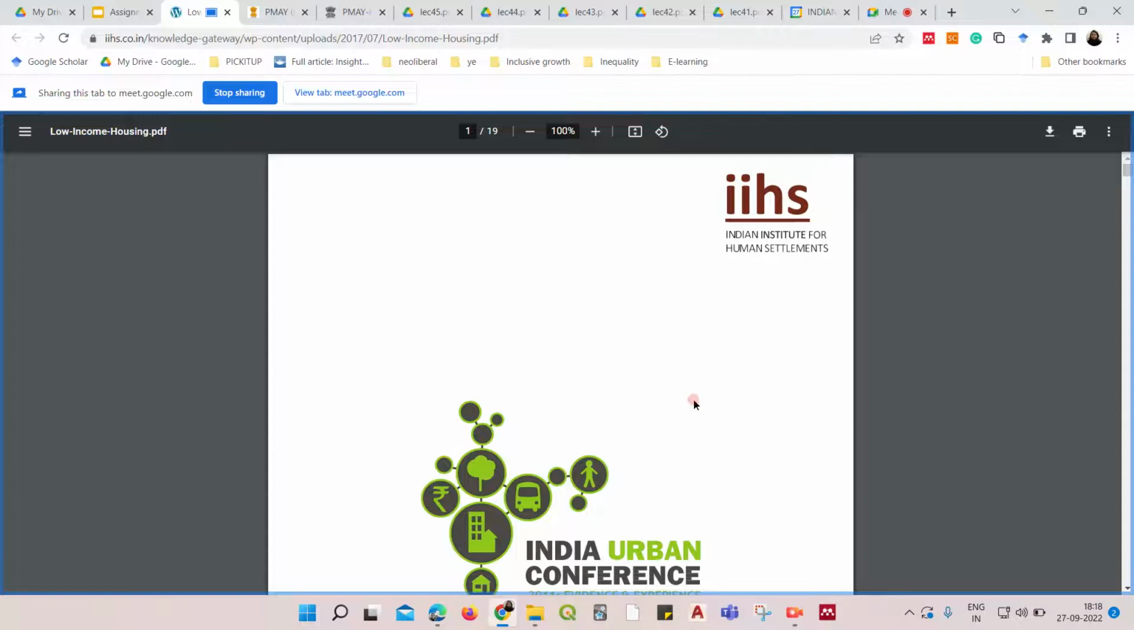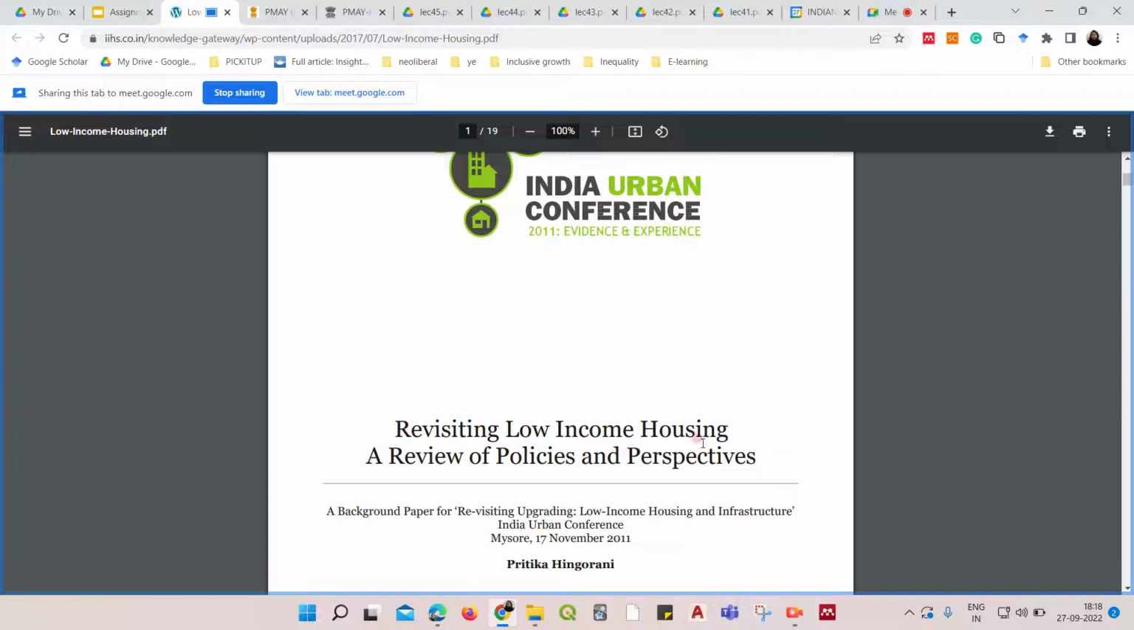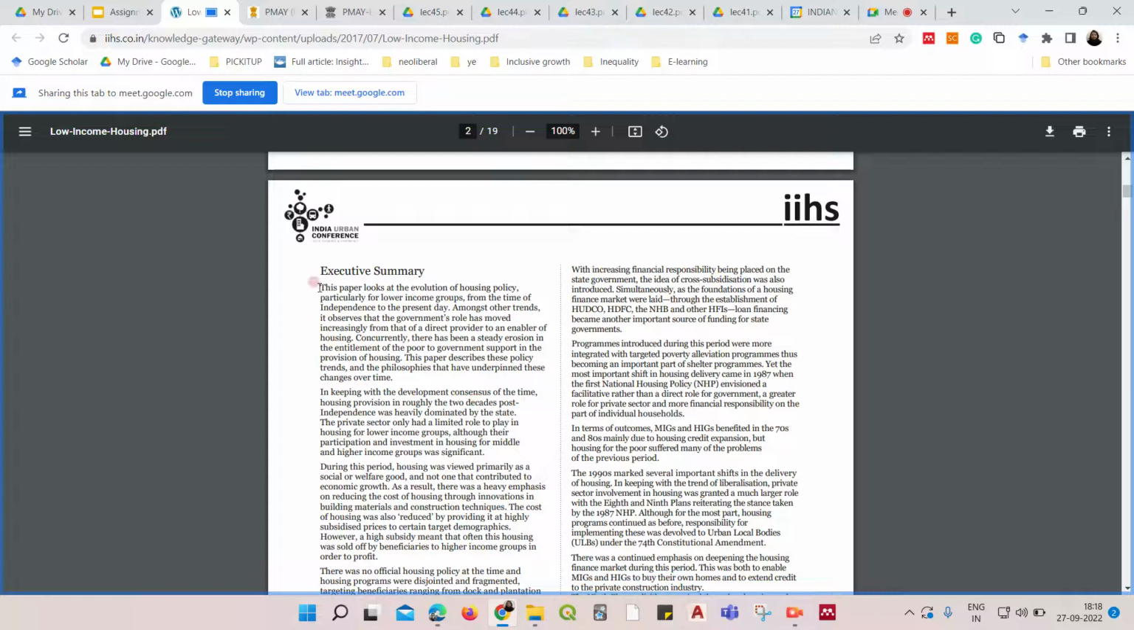This is a paper done by IIHS, which is the Indian Institute for Human Settlements. It was done for the Indian Urban Conference 2011, and it is basically a background paper for revisiting upgrading low income housing and infrastructure in India. It provides a review of various policies and perspectives for low income housing in India throughout history, after independence. From the executive summary only, you can see that this paper looks at the evolution of housing policy, particularly for low income groups, from the time of independence to present day.